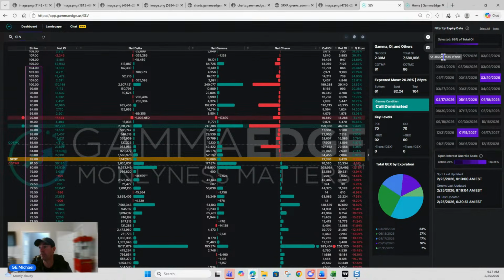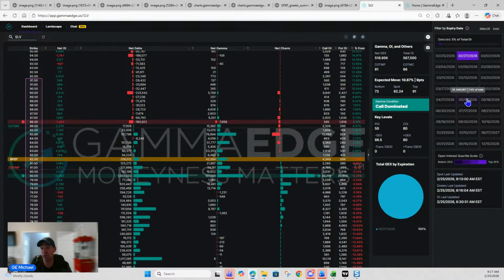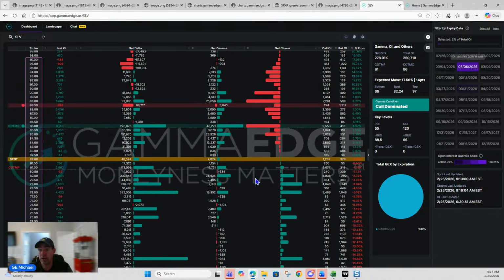So SLV, I'm in this in my wheel strategy. Call dominated, above spot price. We're pushing above the 80 level now. Everything looks good. 86.50. My only concern is INGEX is actually above PGEX, so I'd like to see this flip. We do see upside speculation though, and we're call dominated, so supportive on pullbacks now. So if you're in the wheel strategy, obviously selling below these levels could be advantageous.